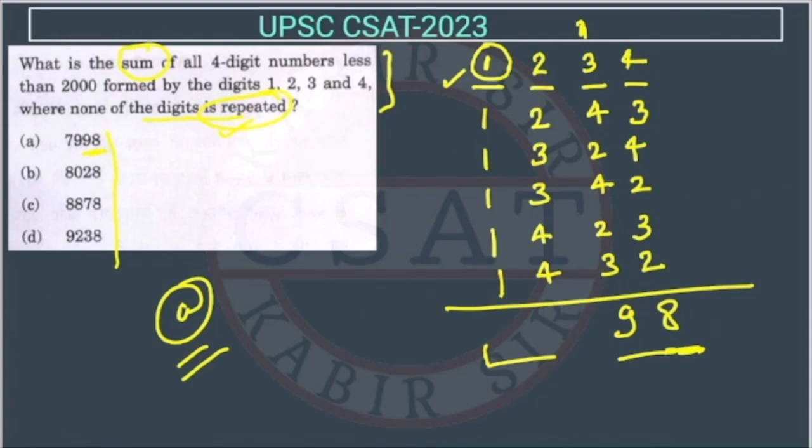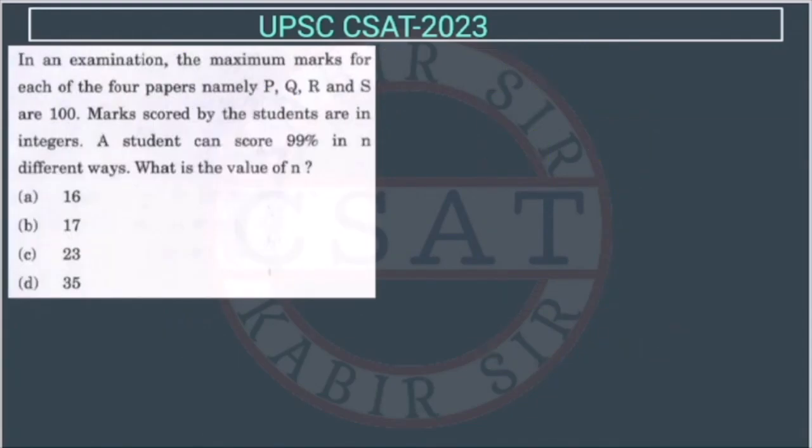Okay. Now let's do this question from UPSC CSAT 2023. In an examination, the maximum marks of each of the 4 papers, namely P, Q, R and S, are 100. Right, so there are 4 papers, P, Q, R and S, and the maximum marks are 100 for each. Right. Marks scored by the student are integers.